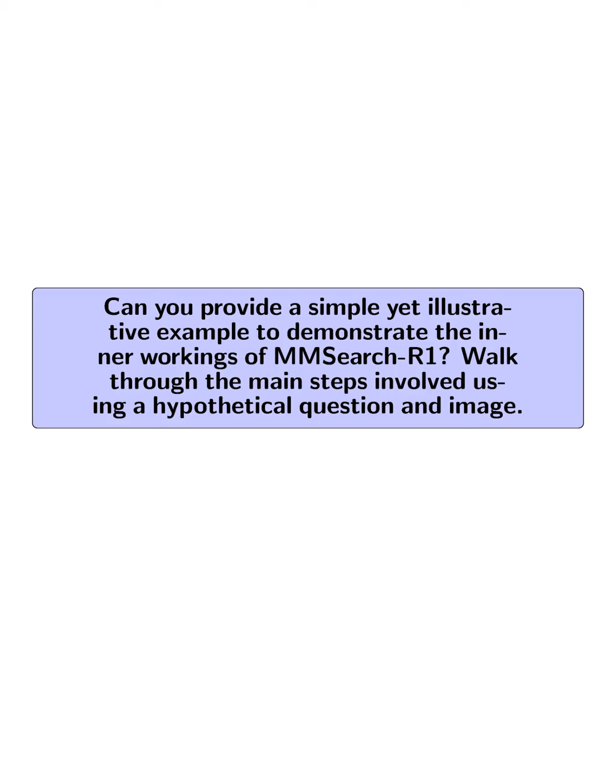Can you provide a simple yet illustrative example to demonstrate the inner workings of MMSearch-R1? Walk through the main steps involved using a hypothetical question and image. To illustrate the inner workings of MMSearch-R1, consider a hypothetical scenario where the model is presented with an image of an unfamiliar aircraft and the question, what is the model of the aircraft shown in the image?